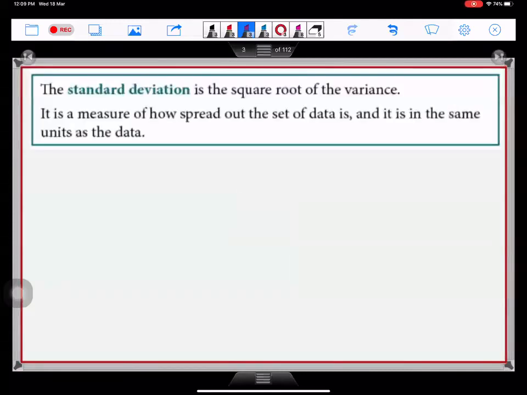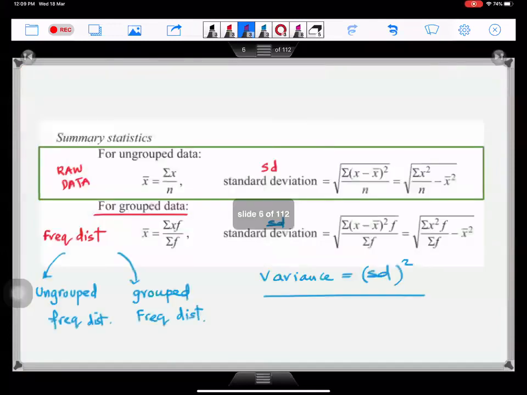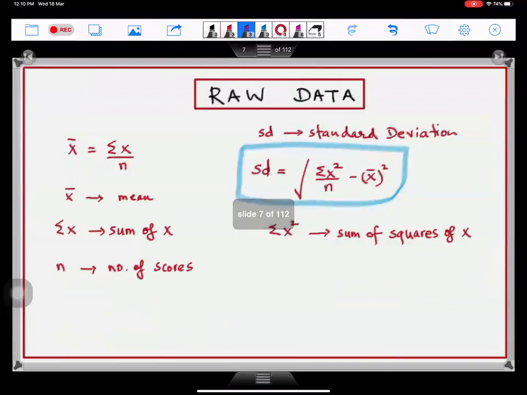What is standard deviation? It's a measure of dispersion. It's a measure of variability. How far spread out is the data? These were the formulas that are given in the formula booklet, MF19. One formula for mean for raw data, one formula for mean for frequency distribution, two formulas for standard deviation for raw data, and two formulas for standard deviation for frequency distribution.